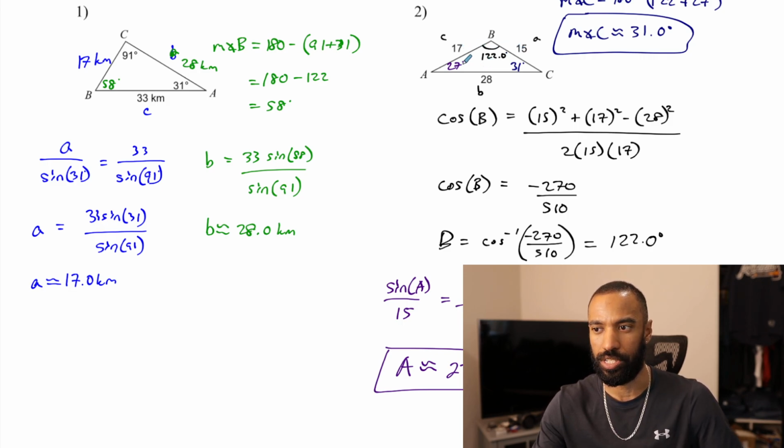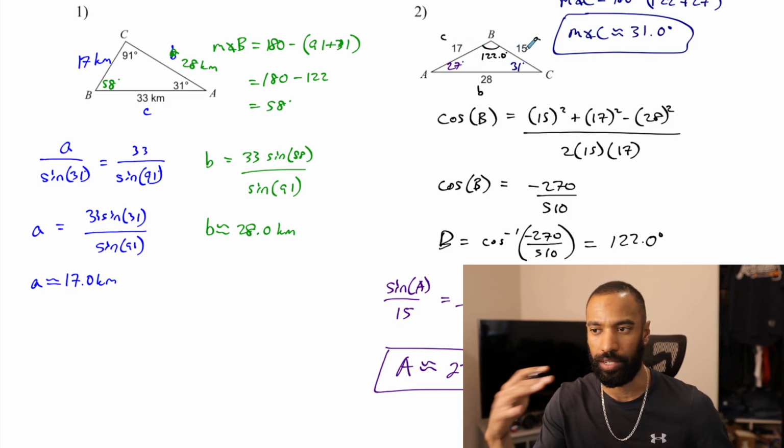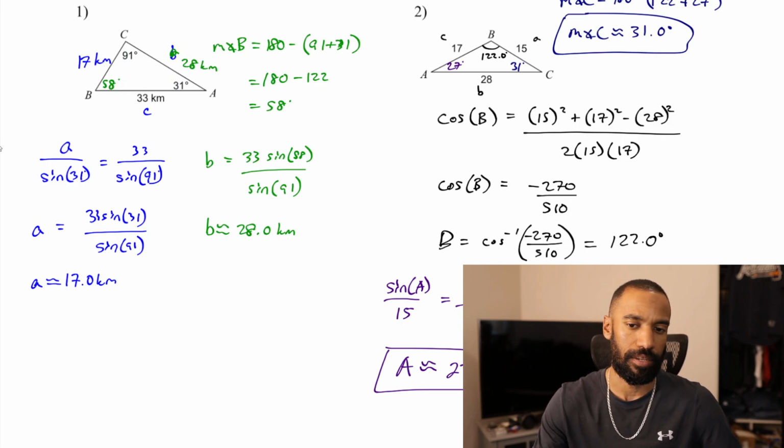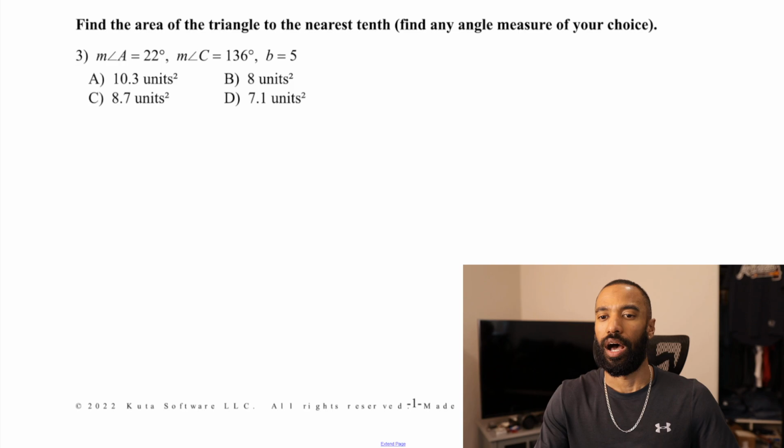15 is not much smaller than 17, and 27 not much smaller than 31, and I believe the answer's there. And then ranking these in order, 91, opposite that is 33, opposite the 58 is 28, opposite 31, 17. I believe them. All right, number 3.